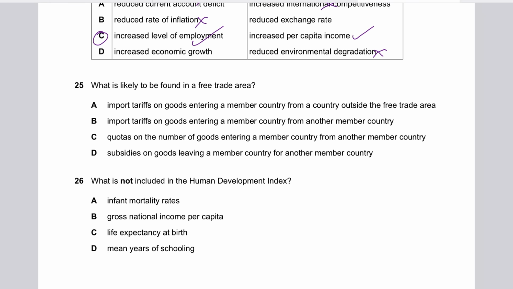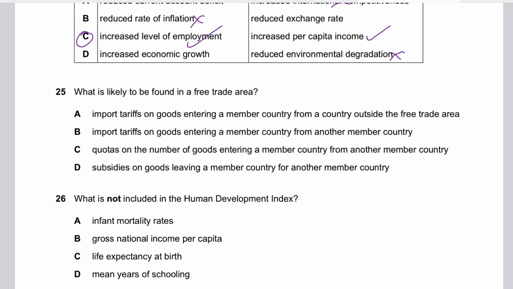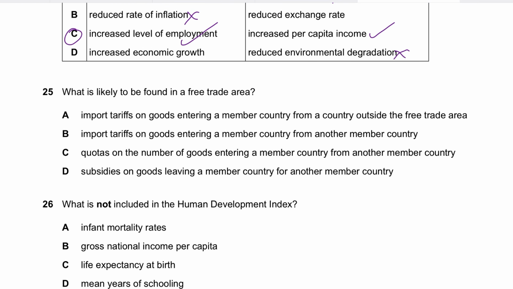So it's their own choice. Each member country can maintain their own trade barriers against the non-members. Therefore, member countries of the FTA may still impose tariffs on imports coming from countries that are outside the free trade area, non-members outside the agreement, right? That's what option A describes.